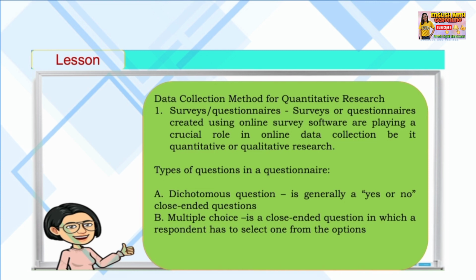Data collection method for quantitative research. Number 1, surveys or questionnaires. Surveys or questionnaires created using online survey software are playing a crucial role in online data collection, be it quantitative or qualitative research. Types of questions in a questionnaire are: letter A, dichotomous question.